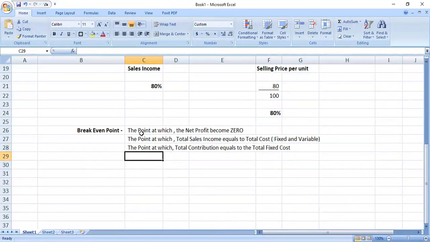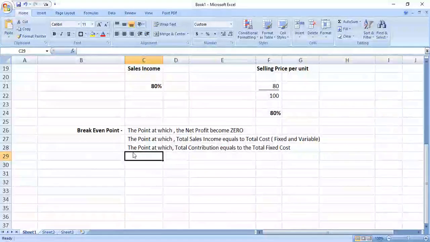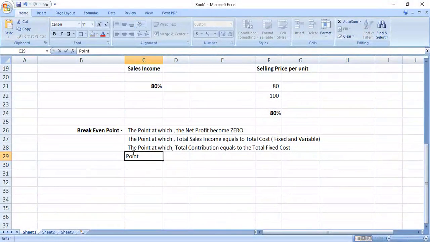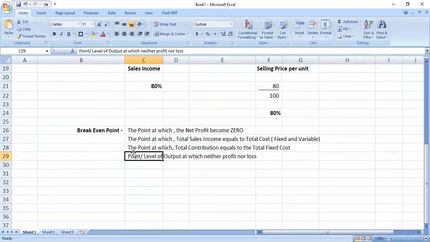Understood? And when I say it's zero profit, actually there is no loss also. This is a point, in the sense I mean the level of output, at which you have neither profit nor loss. Loss is also not there, because zero profit means no loss, right?